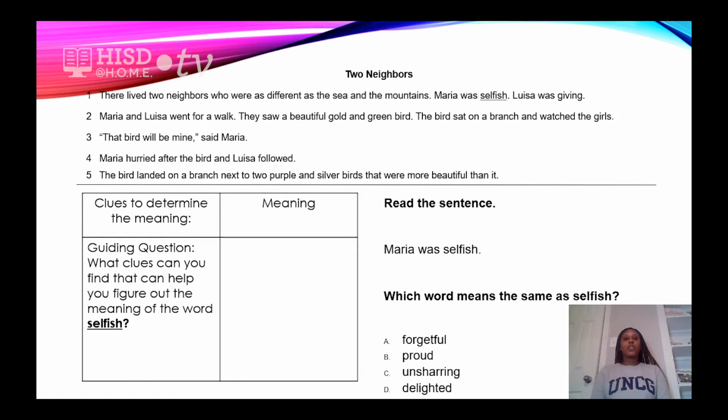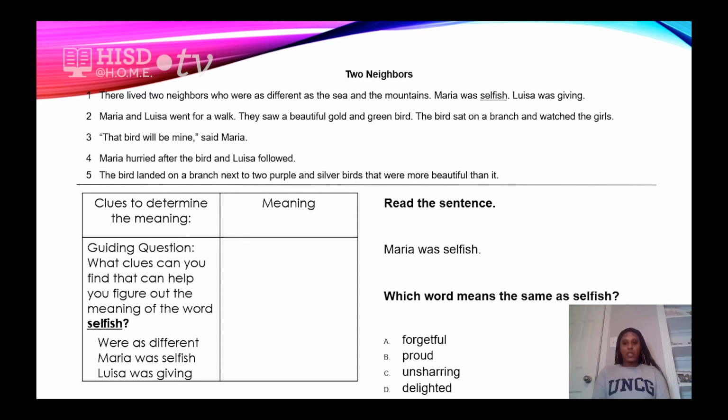I then want to look for clues to help me determine the meaning. The question I should ask myself is, what clues can you find that help you figure out the meaning of the word selfish? So I want to go back in the text and reread where I read the word selfish. I see that word in paragraph 1. There lived 2 neighbors who were as different as the sea and the mountain. Maria was selfish and Lucia was giving. So from that paragraph, I want to pull out some clues. The words that I pulled out were as different, Maria was selfish, and Lucia was giving.